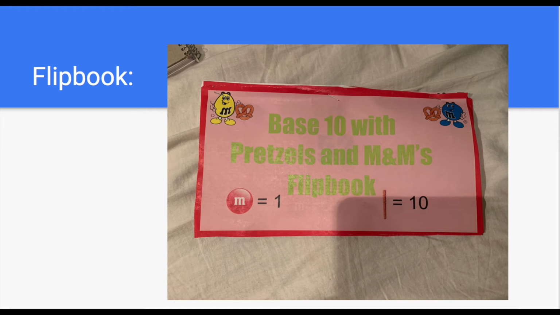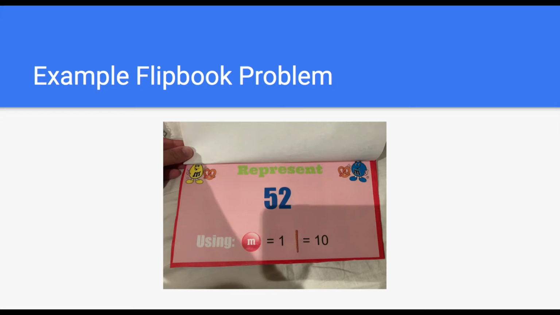Let's give an example so you can see what this means. Here's an example flip book problem. The first one says represent 52, and below it has a reminder, using M&M, which is equal to 1, and the pretzel equal to 10, just in case they're a little confused and to help them remember what is equivalent to what, because probably at this point these students have only been using cubes to understand base 10, if even. So okay, let's move on.